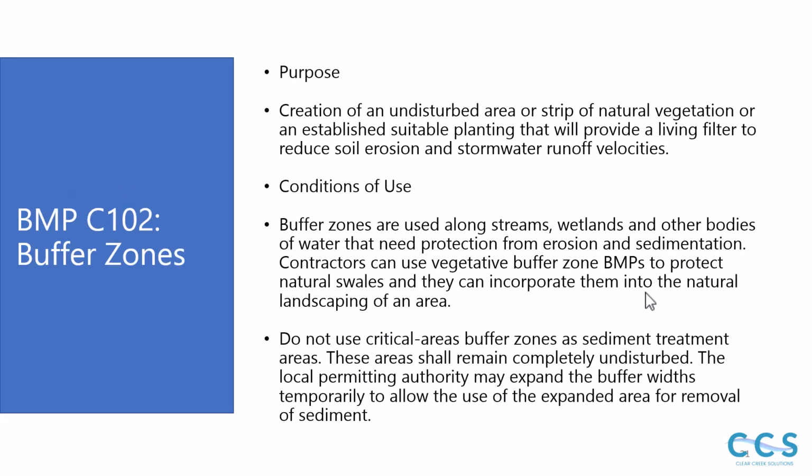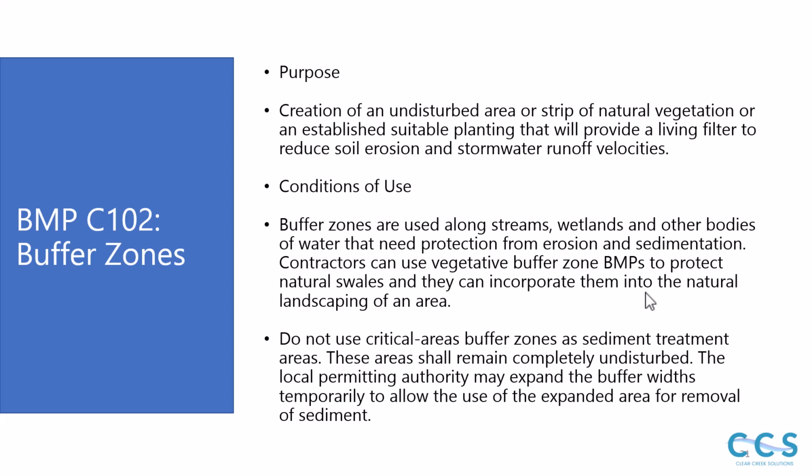Now here's BMP C102, buffer zones. So the purpose of buffer zones is the creation of an undisturbed area or strip of natural vegetation or an established suitable planting that will provide a living filter to reduce soil erosion and stormwater runoff velocities. So the conditions of use: buffer zones are used along streams, wetlands, and other bodies of water that need protection from erosion and sedimentation.